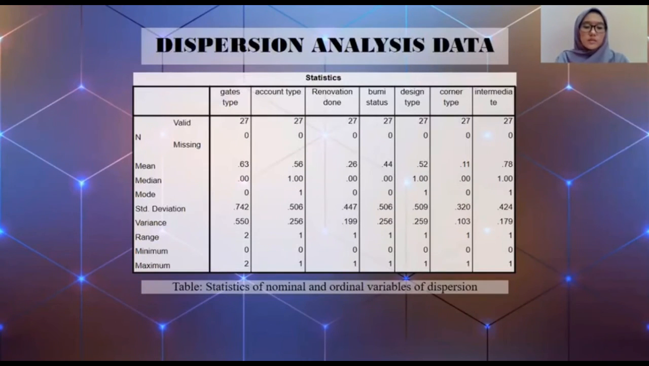From the table, we can conclude that the gate type has a range of 2, which indicates automatic gates. The accommodation account type has a range of 1, which is standard accommodation. The renovation done has a range of 1, which indicates with renovation. The Bumiputra status has a range of 1, which is non-Bumiputra. The design type has a range of 1, which indicates modern design. The corner type has a range of 1, which is corner lot.